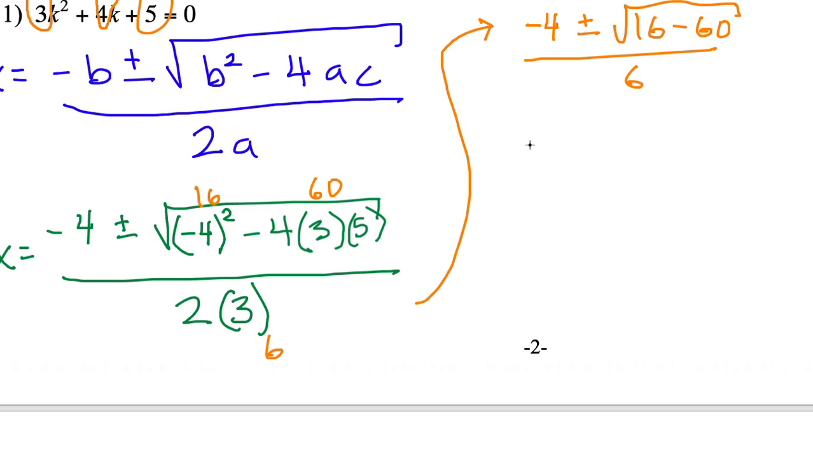We have a few more steps left. I still have that negative 4 on the top. I still have the plus or minus. I still have the 6 on the bottom. The tricky bit is this square root.